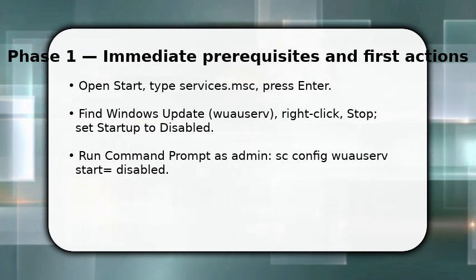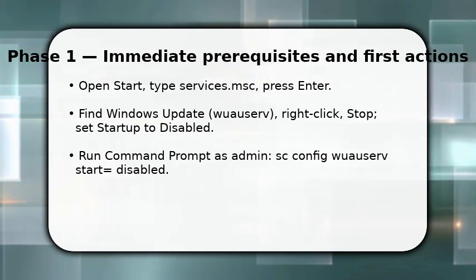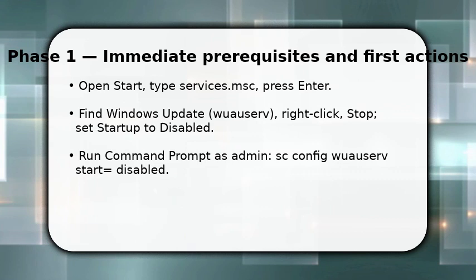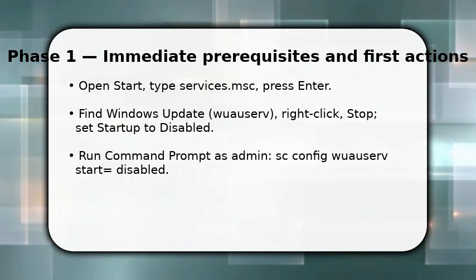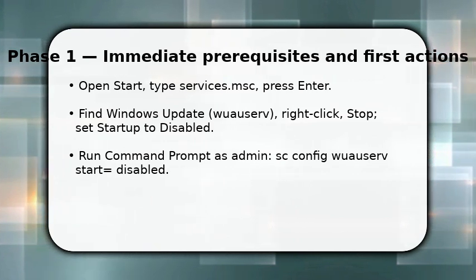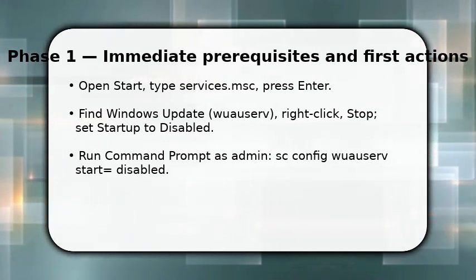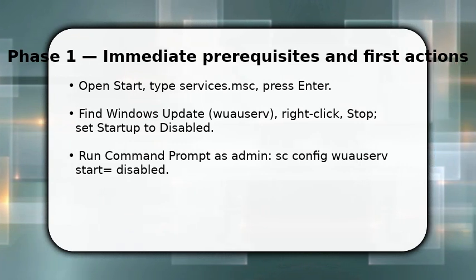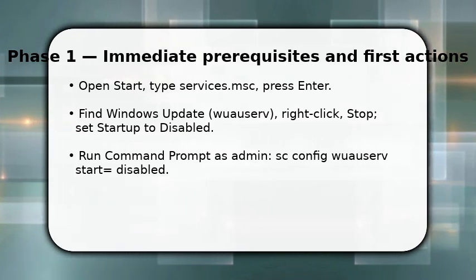For redundancy, run an elevated command prompt and run sc config wuauserv start= disabled. This enforces the setting. You do this because stopping the service immediately prevents any new update activity while you apply persistent controls. Once done with the service, make the change persistent.